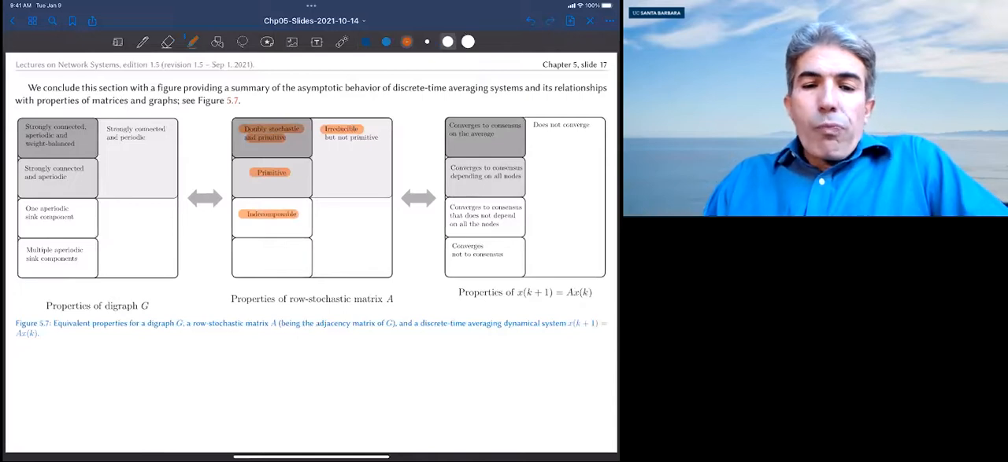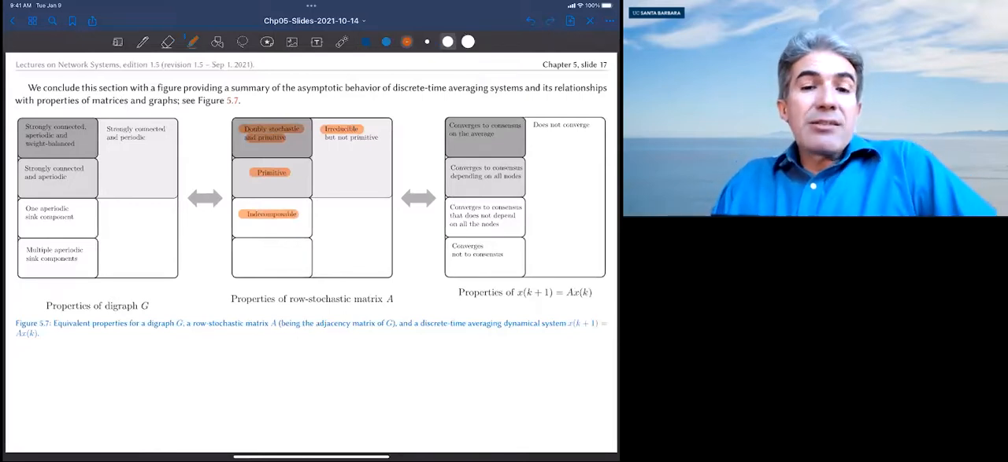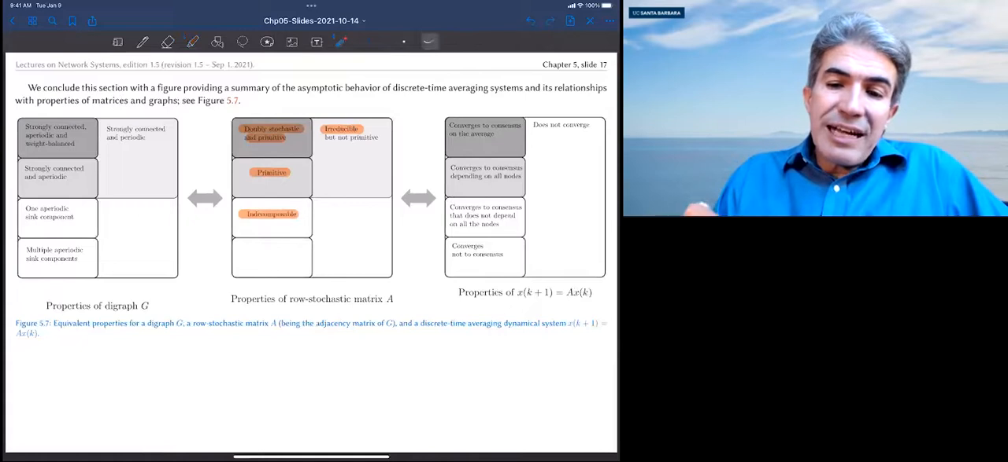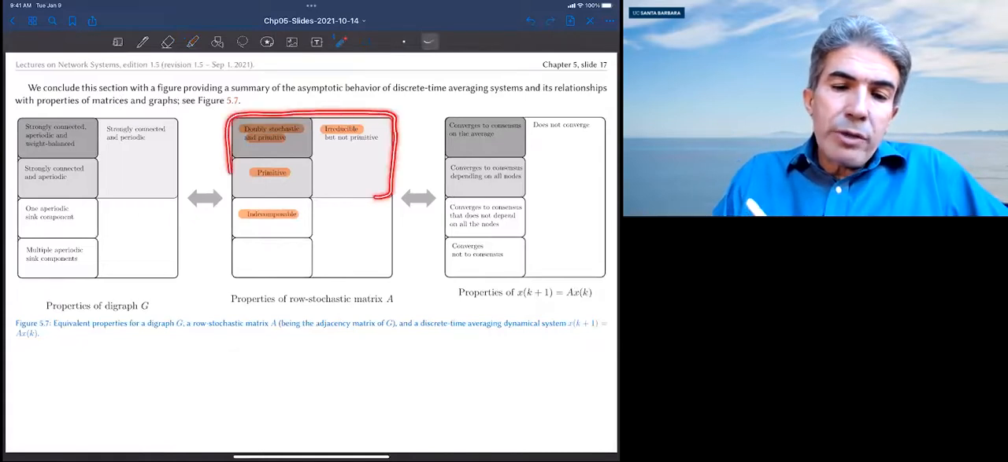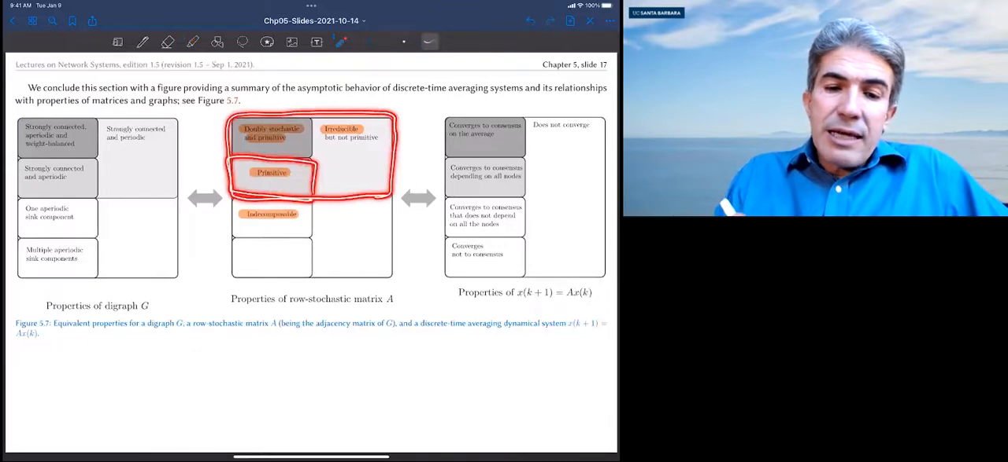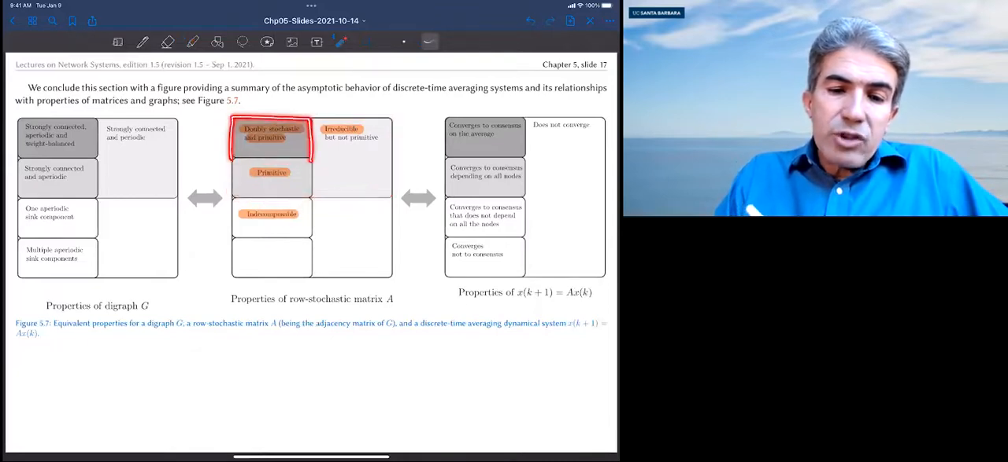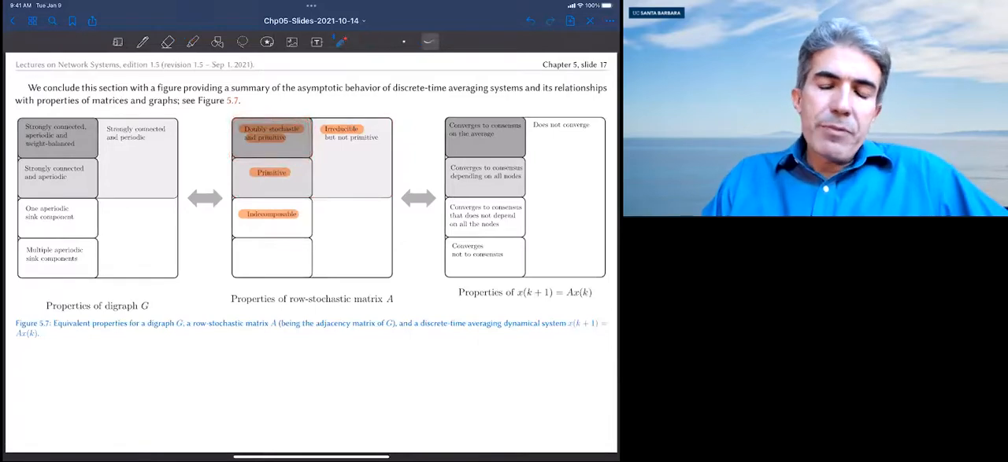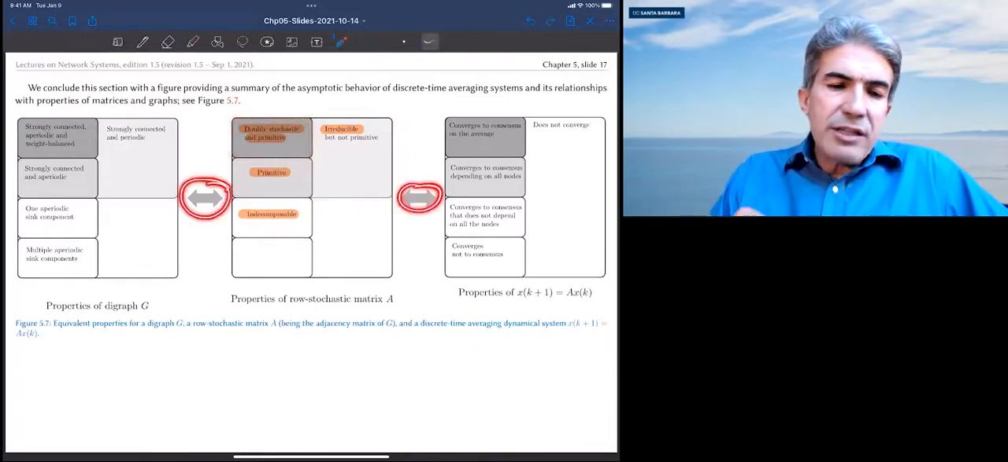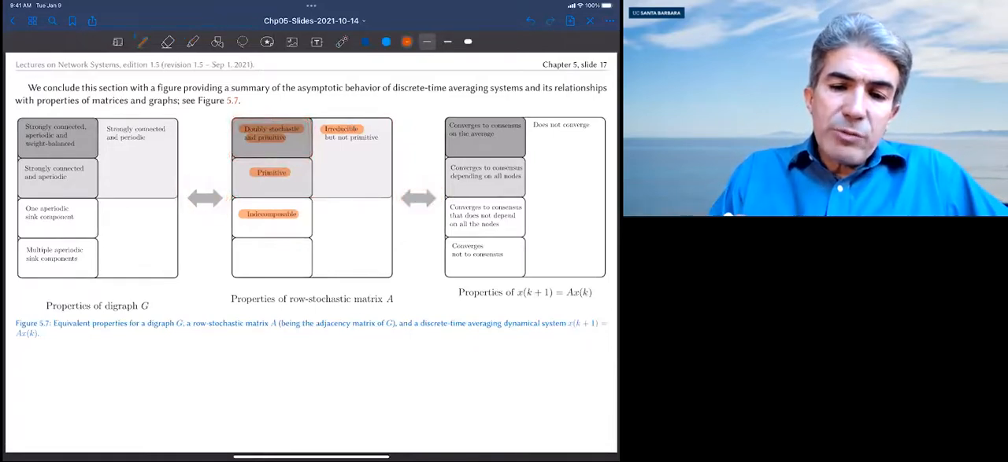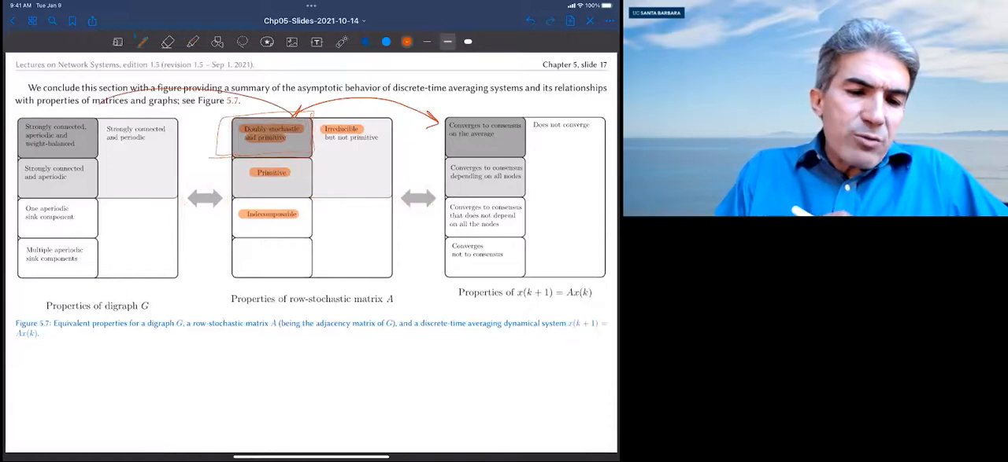Now, this is a Venn diagram. Inside the set of all irreducible matrices, one subset are the ones that are primitive, and then another subset are the ones that are double stochastic and primitive. And the meaning of these arrows is that this particular block here corresponds precisely to that block and this block.